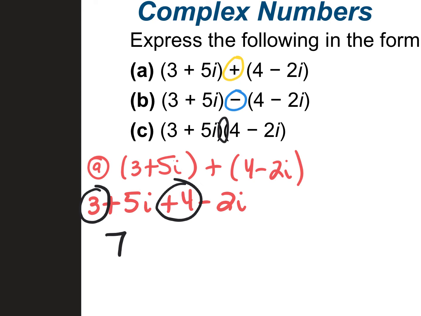And then your imaginary part. Positive 5i, negative 2i. What's 5i minus 2i? Plus 3i. And there's your answer. There's nothing more to combine. You can't combine anything else. It's just 7 is the real part, 3 is the imaginary part.